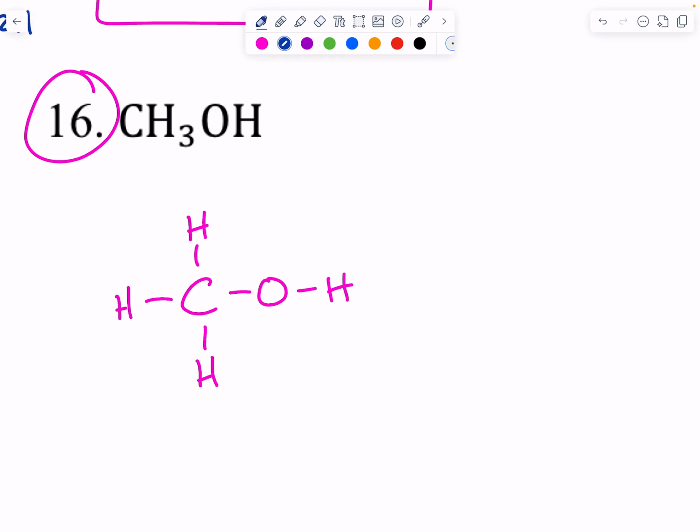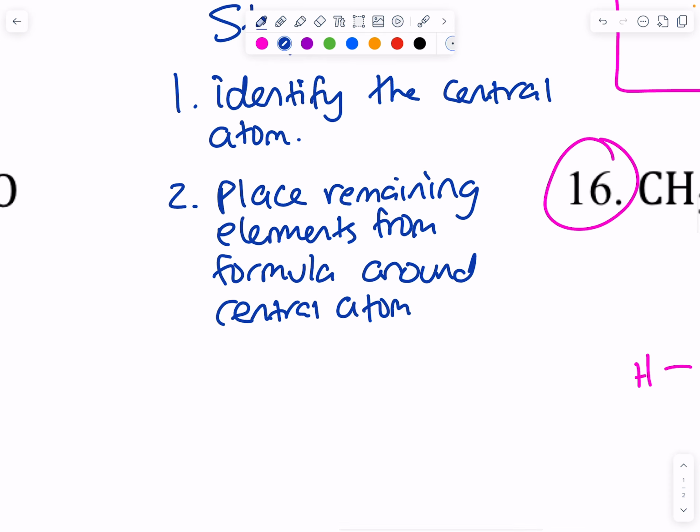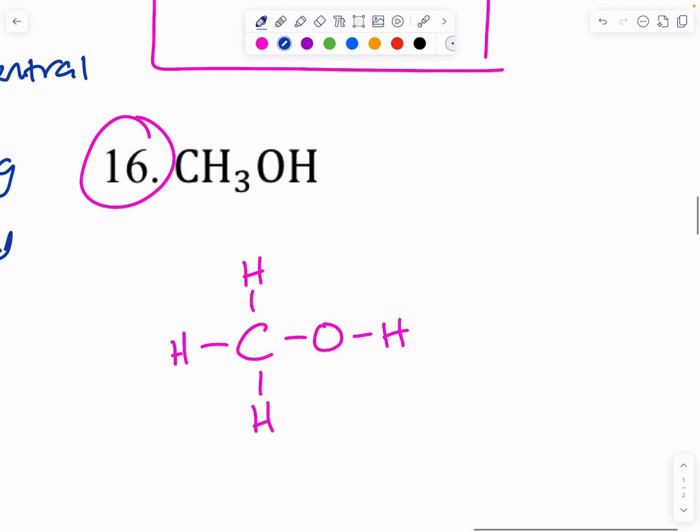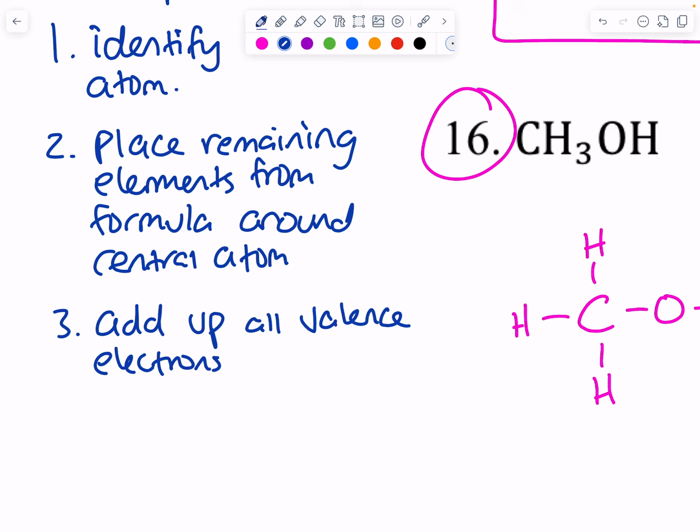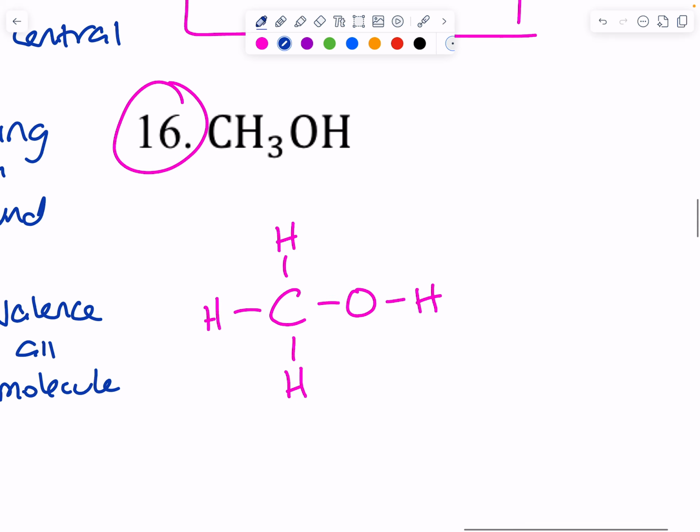So that's step 2. We placed remaining elements from the formula around our central atom. Step 3. Add up all valence electrons from all atoms in the molecule. Okay, so let's go back over here.